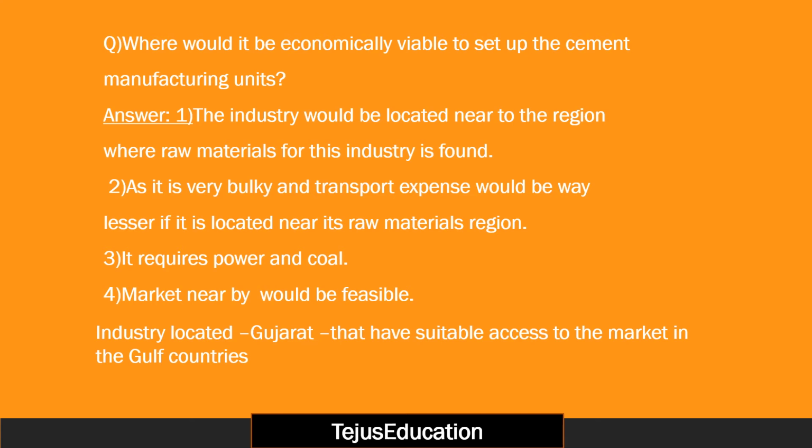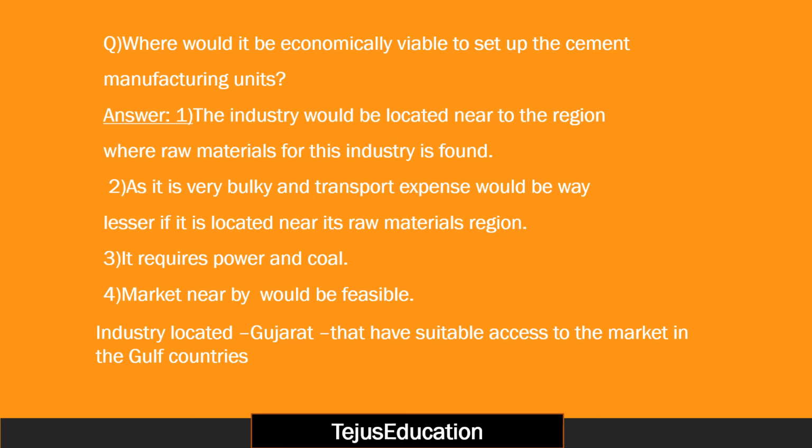So here the points are: the industry would be located near the region where raw material for this industry is found, because the raw materials are very heavy and bulky. Second point, as it is very bulky, transport expense would be way lesser if it is located near its raw materials region. It requires power and coal that we just learned. Market nearby would be feasible, and if we have a market to sell the product, it will be an added advantage. Hope this question and its answer is clear.